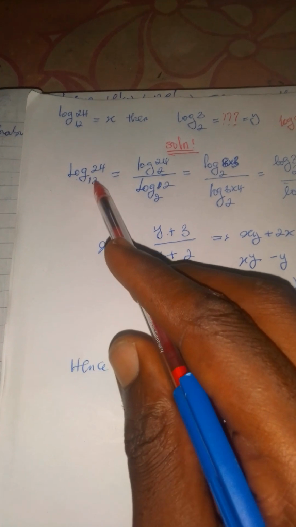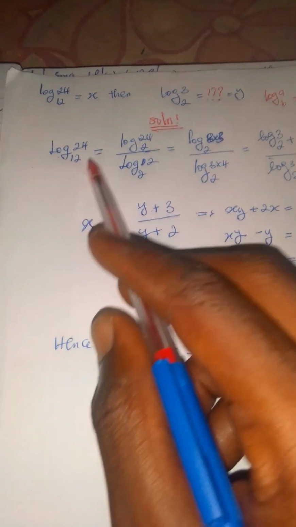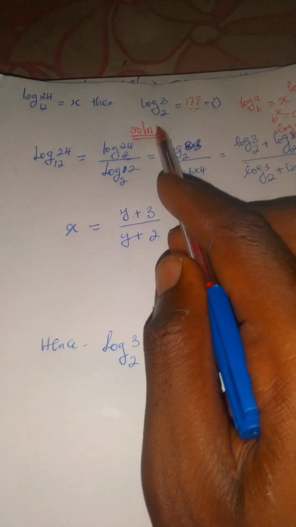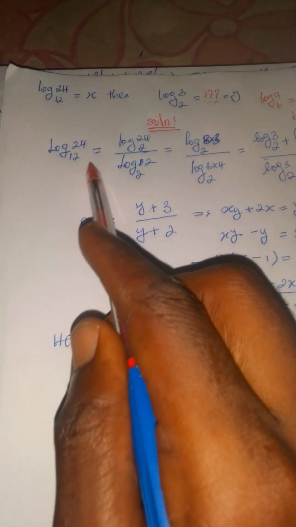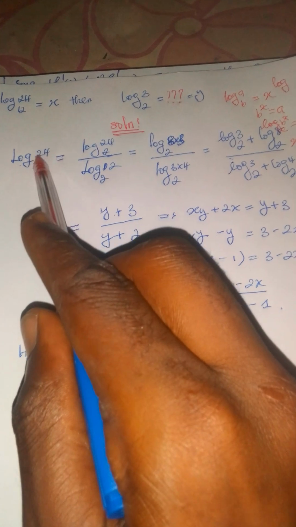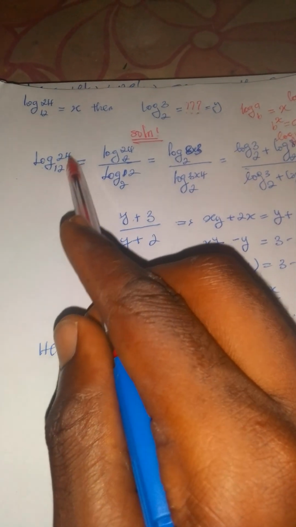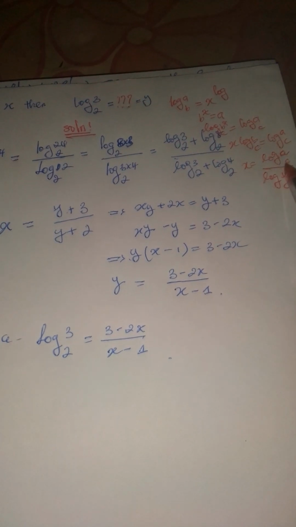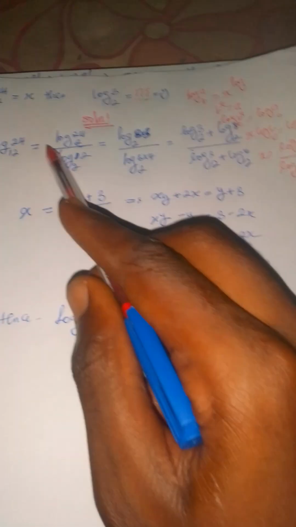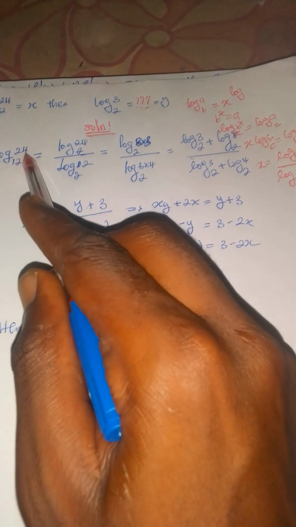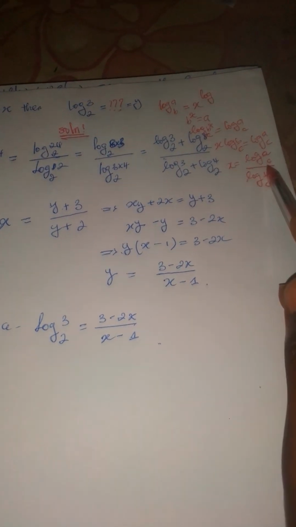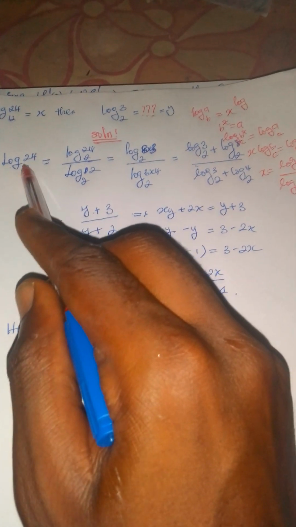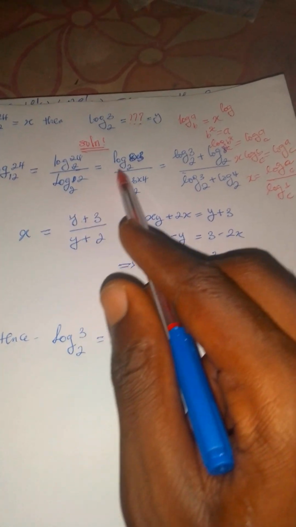Now if I come here, you notice that I have this logarithm here. Since the result I want is in base 2, I decide to change the base from base 12 to base 2 of this logarithm. Using this property, my new base is 2, and this is what I have: log 24 base 2, divided by log 12 base 2.